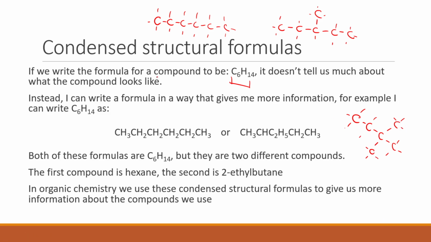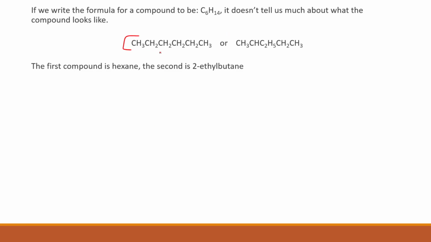And so we use condensed structural formulas, which take C6H14 and write it out in different ways to give you a better idea of which molecule you're talking about. I'm going to draw both of these and we'll take a look at what these look like. So C6H14 can be written out any number of different ways. These are 2 examples of how we would write this out. And we can count 1, 2, 3, 4, 5, 6 C's, and 3, 4, 5, 6, 7, 8, 9, 10, 11, 12, 13, 14 H's.